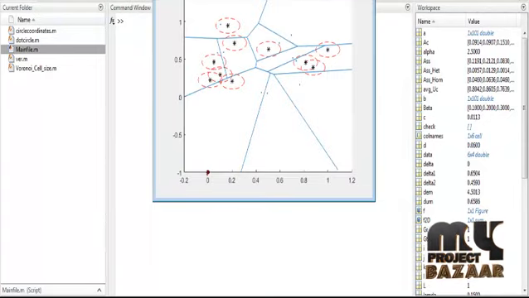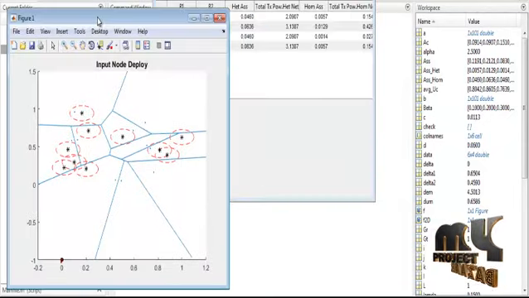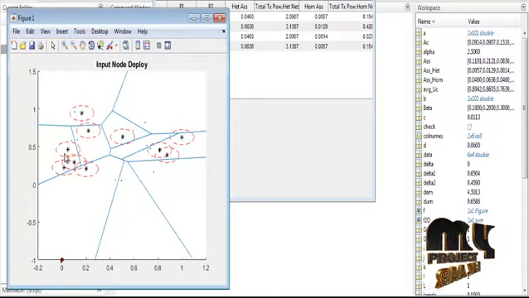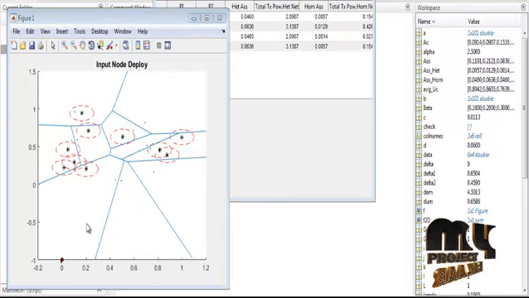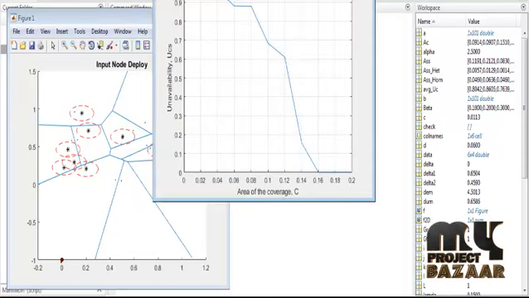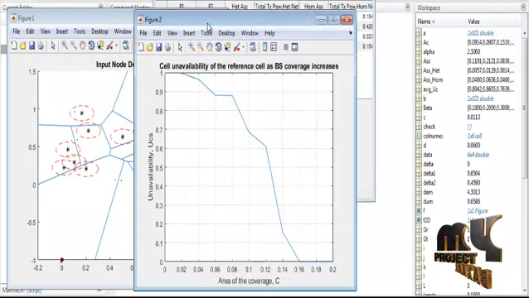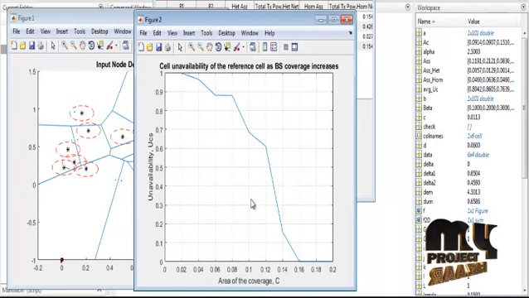This is figure 1. This figure 1 represents the node deployment. So these are the nodes, then the sensing nodes, as well as the Voronoi diagram plotted in this figure 1. Then figure 2 represents the homogeneous and heterogeneous cell availability and unavailability. So this is the graph for cell unavailability of the reference cell based on the base station coverage.